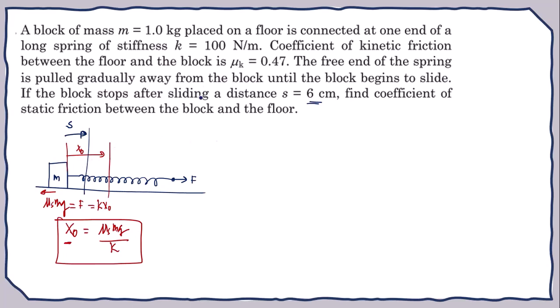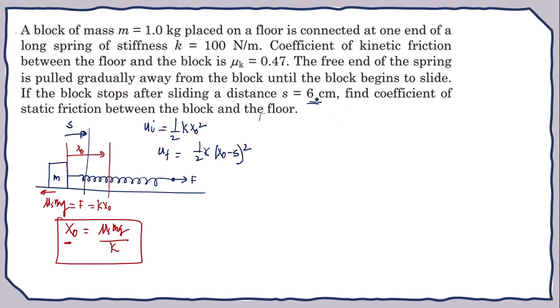The initial spring potential energy is half k into x naught square. That is U initial. Similarly, U final is the final spring potential, which is half k into x naught minus s whole square, because the block has moved forward by distance s. That is the net work done, and it is used to overcome the work done by friction.